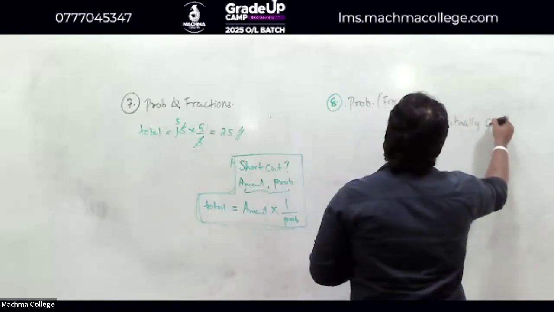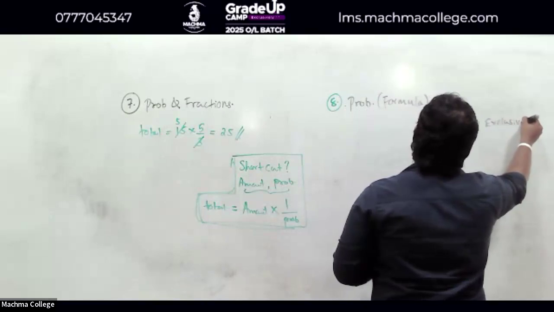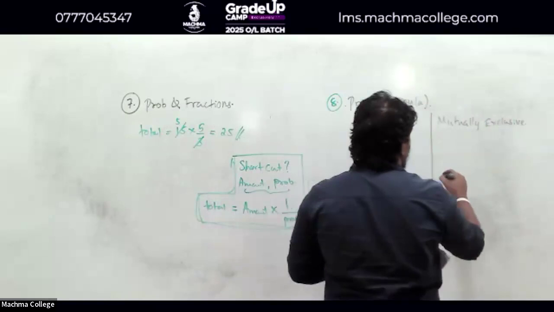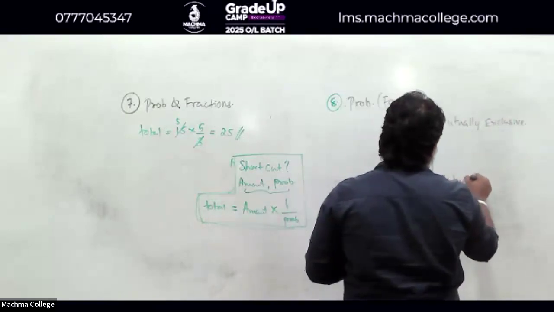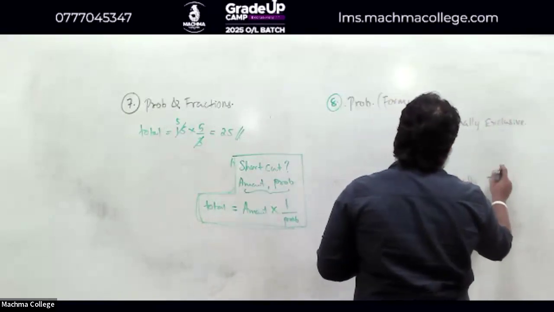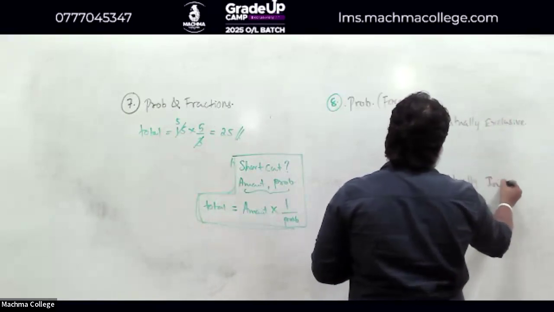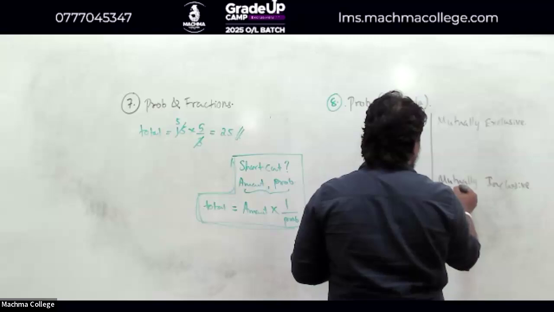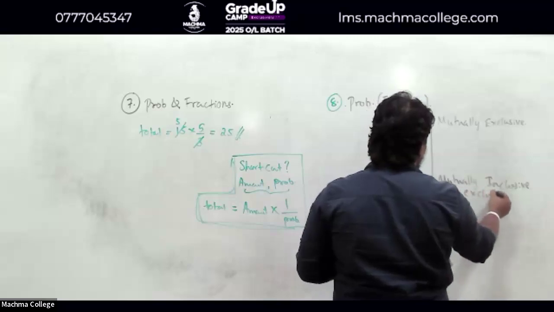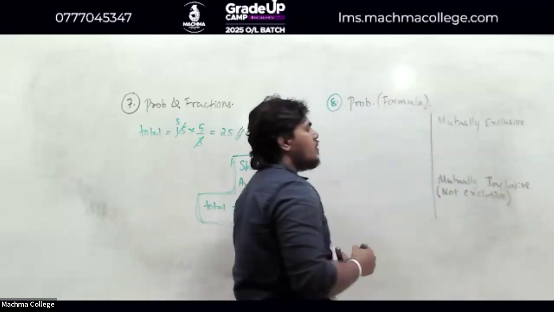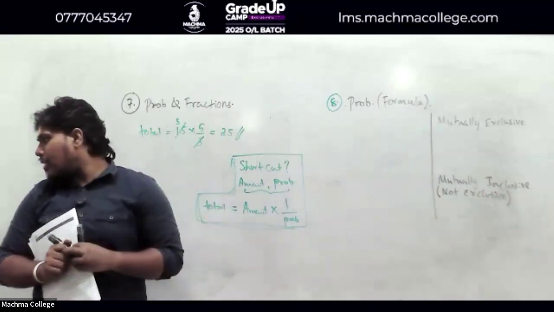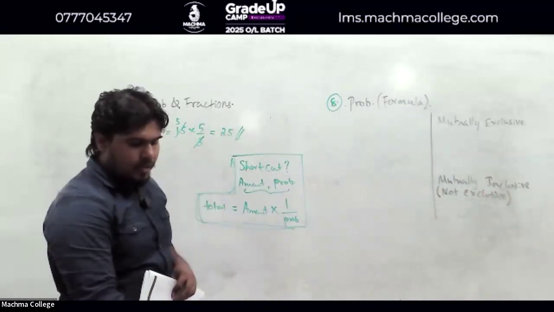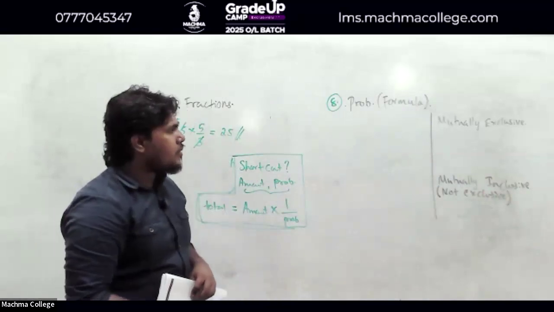Mutually exclusive, and mutually not exclusive or inclusive. In other words, we say not exclusive. Right. These are the two main parts that we have in terms of sets.